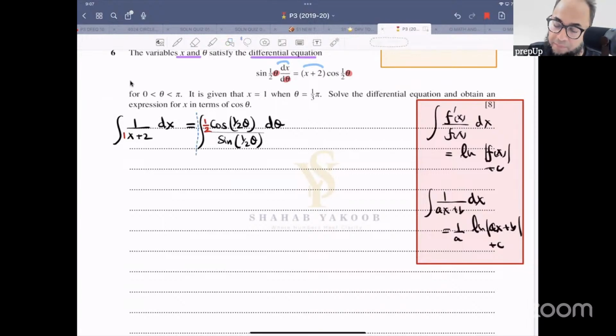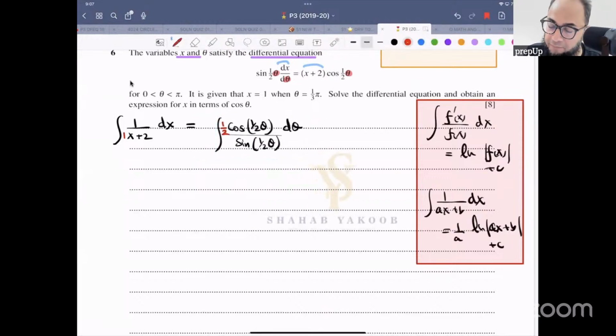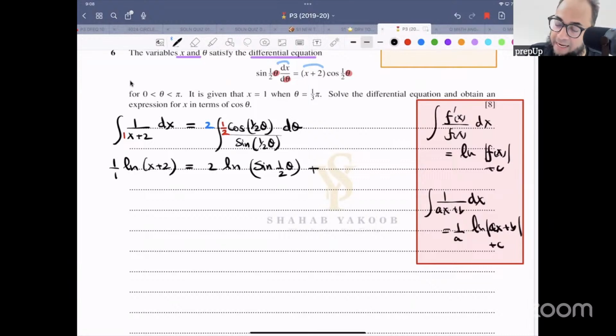Let me push this thing a little bit to the side. In order to balance it, division by half is multiplication by 2. So I have written a 2 on the outside. All good? So now I'm applying the concept. This is 1 over 1 ln x plus 2. This is equal to ln sine half theta. And since everything is in terms of ln, so let me write ln a over here.